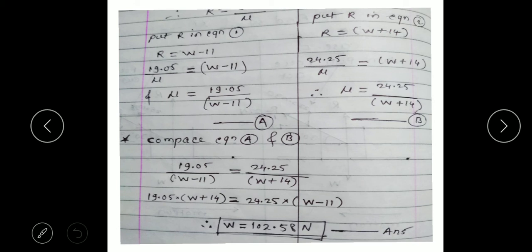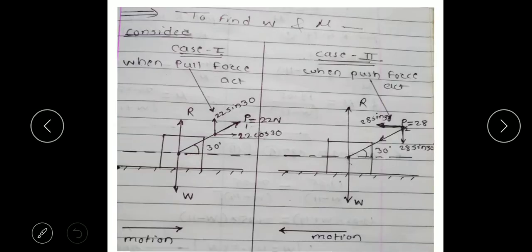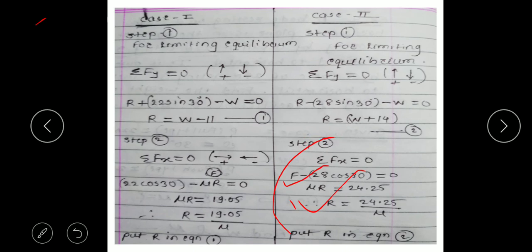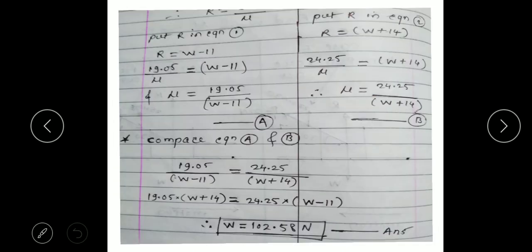R is equal to W plus 14. Instead of the R we are going to put the 24.25 by mu, equal to W plus 14, and therefore rearrange the equation. So mu is equal to 24.25 divided by W plus 14. This is the equation number B. But one thing, always remember the diagram to solve the numerical.